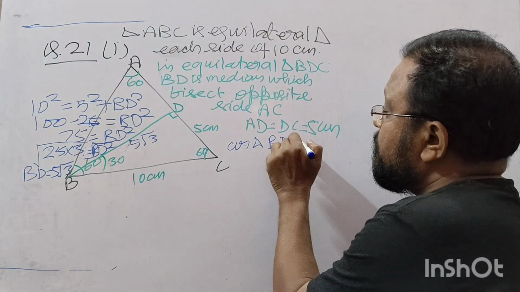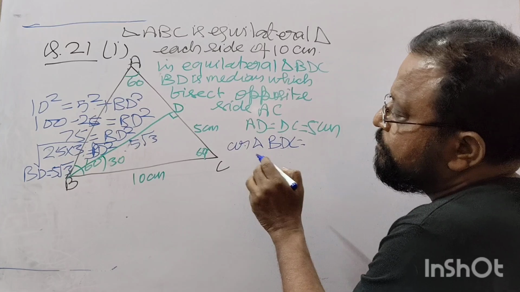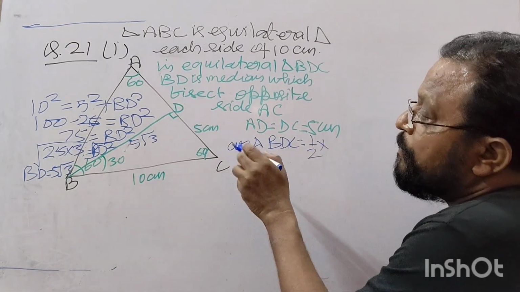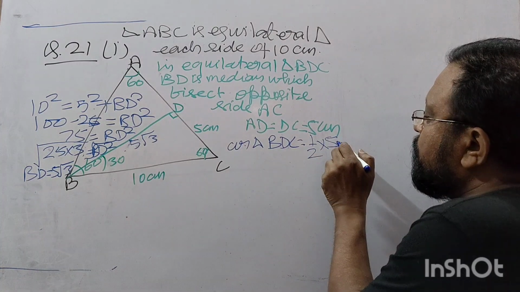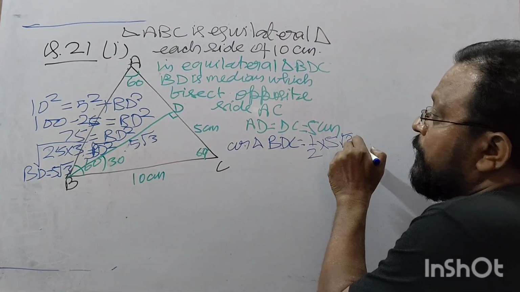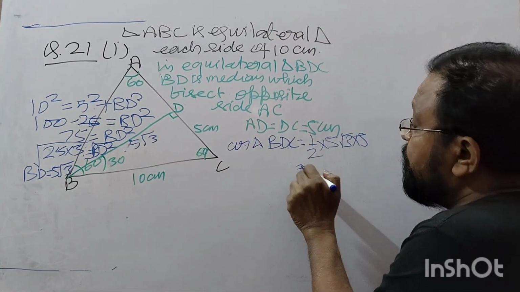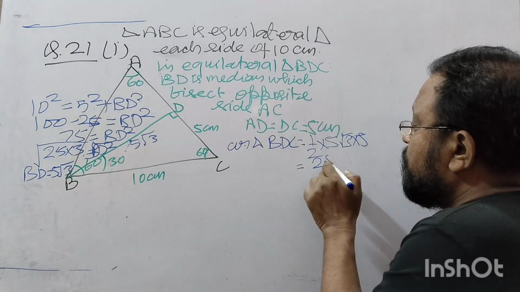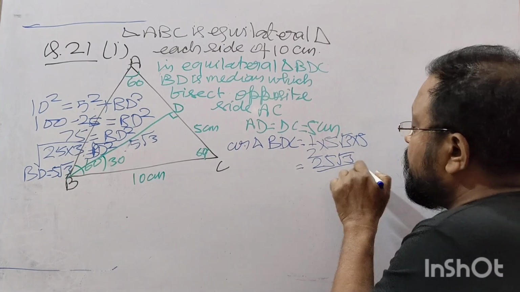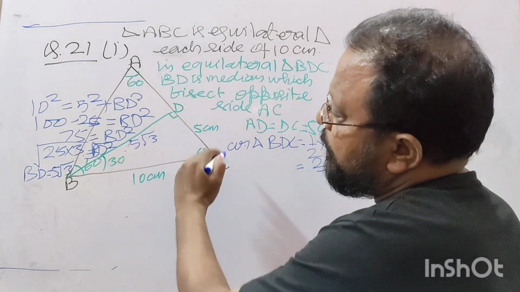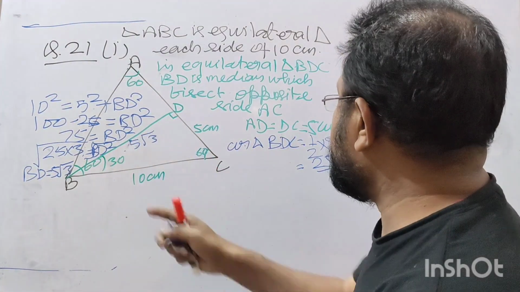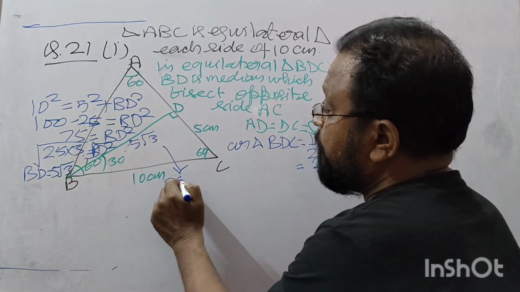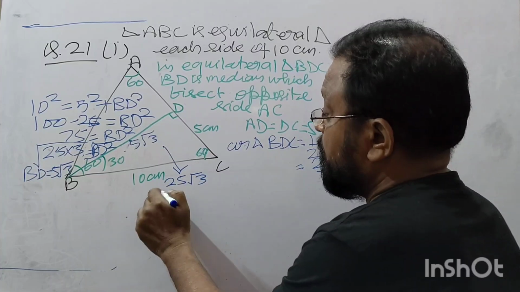So area of triangle BDC is equal to 1/2 into BD into 6. This is the area of triangle BDC.